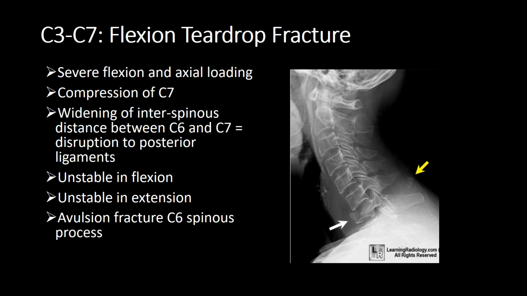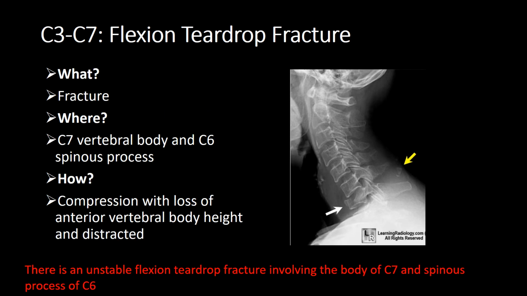Let's look at this again. So our flexion teardrop fracture. We've got disruption to the anterior line. We've got disruption through to the interspinous distance. We've got a fracture to C7 and to the spinous process of C6. So we have disruption to the anterior column and the posterior column. So this is an unstable injury.